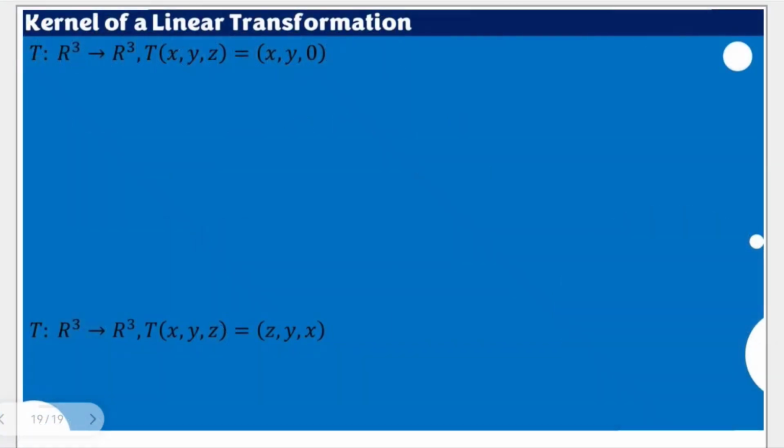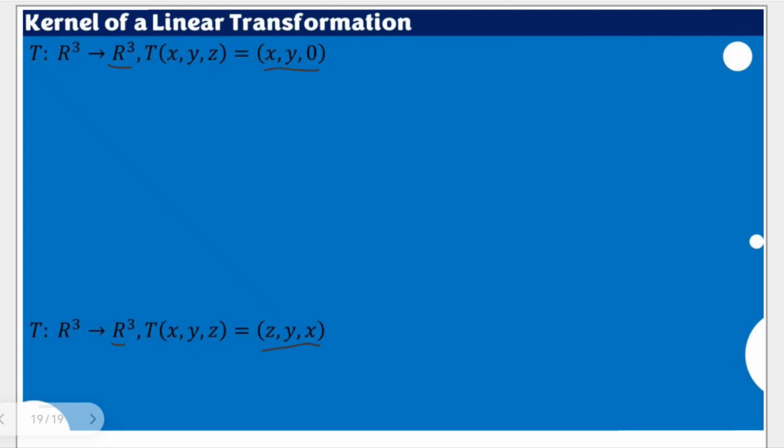The kernel of a linear transformation is the set of all vectors that will come up with a zero vector in the codomain. Here we have two different linear transformations from R3 to R3, and we are going to solve for the kernel of each. To do that, we just need to make sure that the value on this side is equal to the zero vector representing R3.